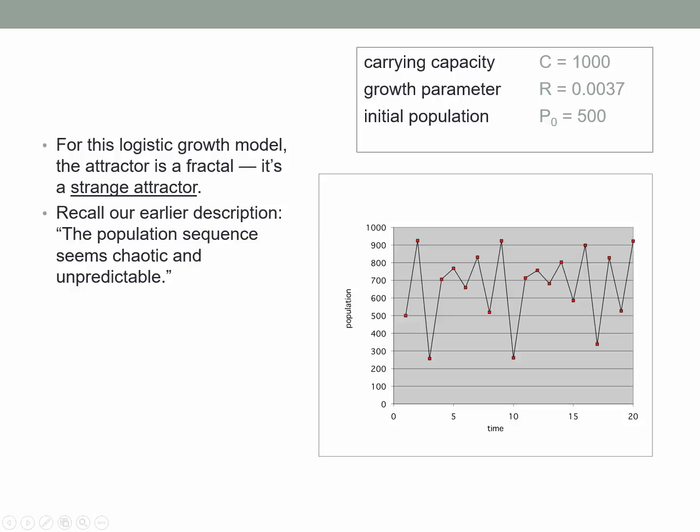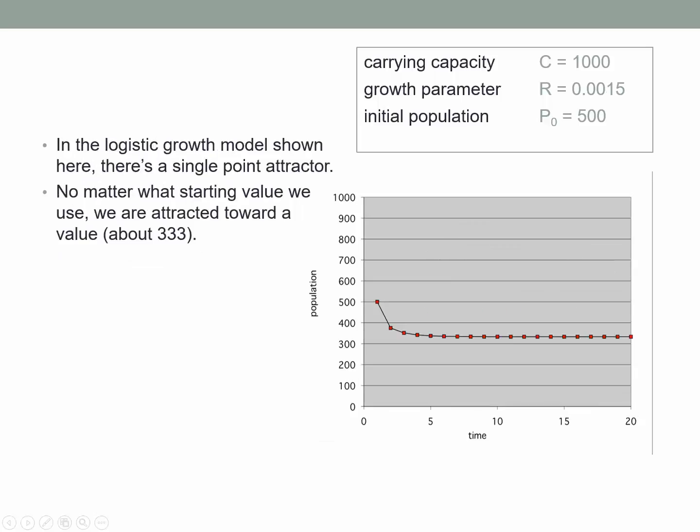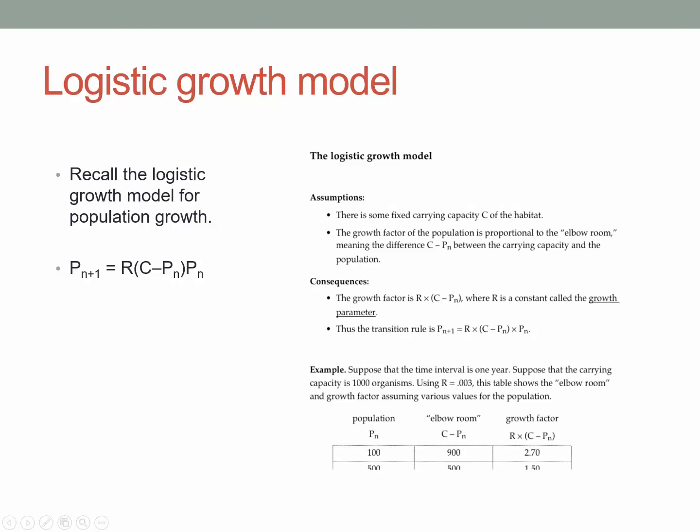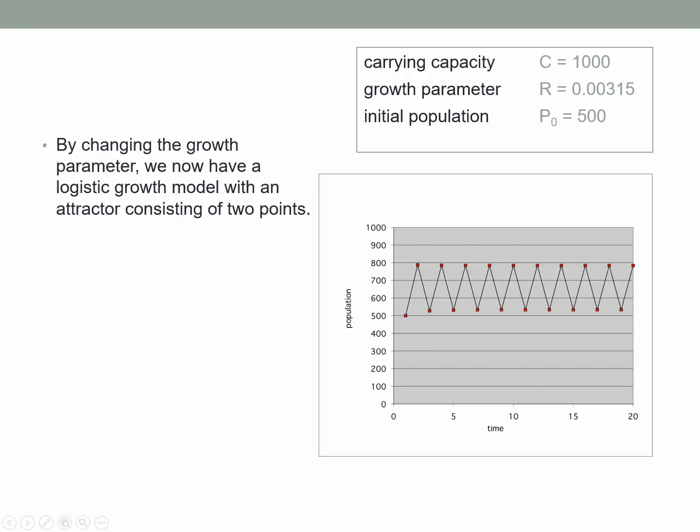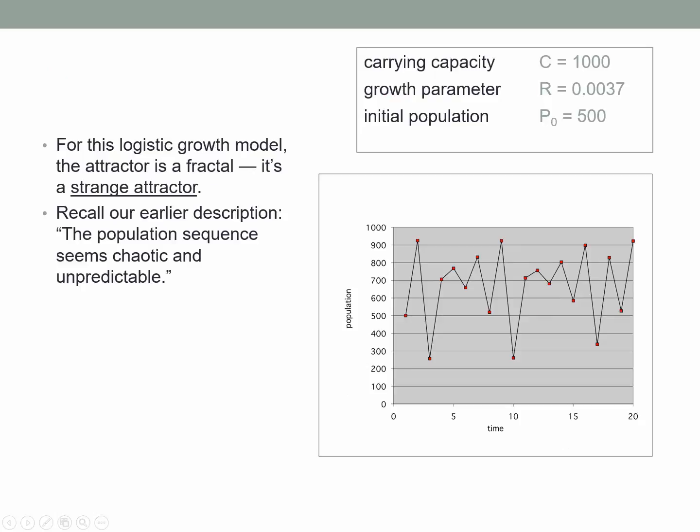So it's amazingly rich, this logistic growth model. It's a very simple formula, really. When you go back to it, let's go back again. There it is. Pn plus 1 equals r times c minus pn times pn. Amazingly, when you apply this using different values of r, you may see rather simple and predictable behavior, or something much more unpredictable. That is to say, the attractor could be very simple, a single point, or it could be several points, or it could be a fractal, as it is here.